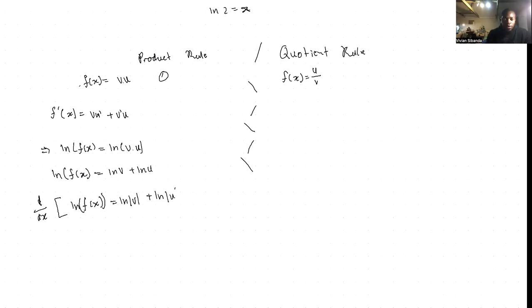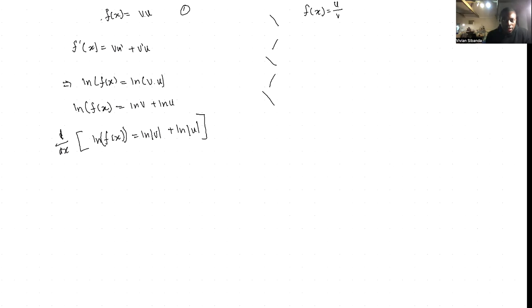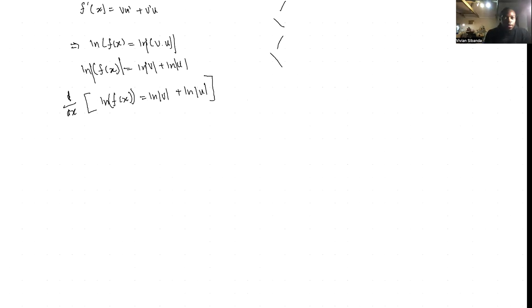I'm putting it as absolute there. I should have put it from the beginning, like from here, it should have been the absolute value of that, because it only takes positive values. Missing another absolute here. However, you need to write it when you're trying to solve something. It's very important. Okay, so now we derive this part.